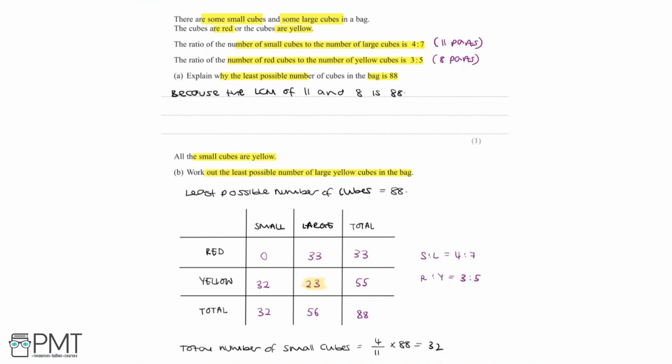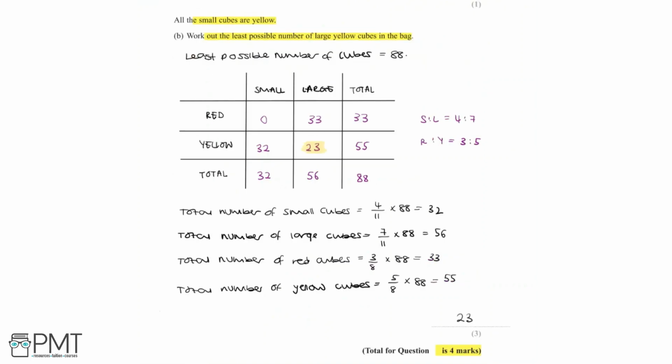We get the first mark for saying that the least possible number of cubes in the bag is equal to 88 because the lowest common multiple of 11 and 8 is equal to 88. We get the second mark for drawing a two-way table, which can help us to represent the information given to us. We get the third mark for finding the total number of small cubes, large cubes, red cubes, and yellow cubes. And we get the fourth and final mark for using the information we found in order to find that the least possible number of large yellow cubes in the bag is equal to 23, allowing us to get the full 4 marks needed in this question.